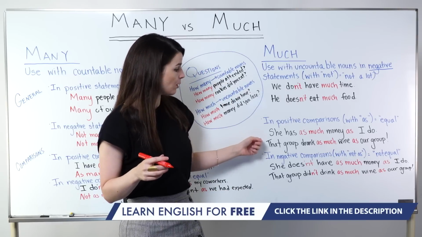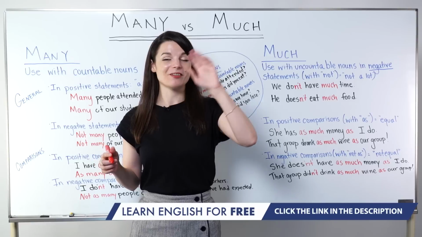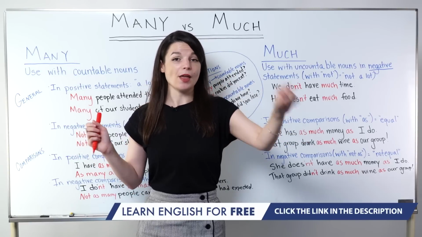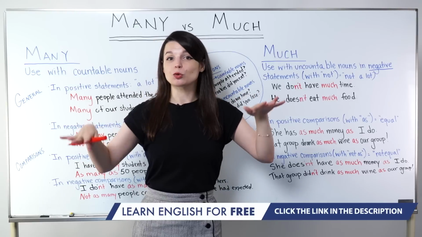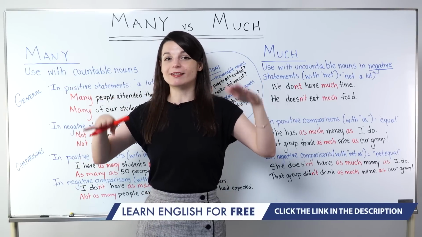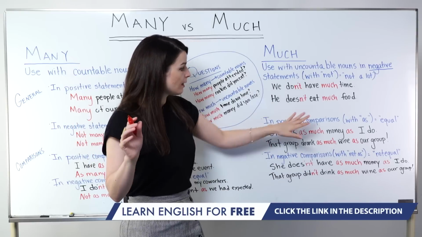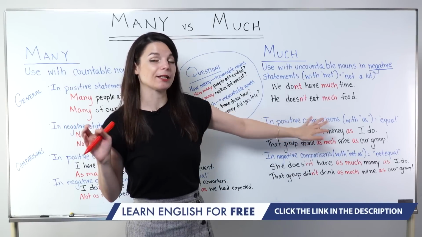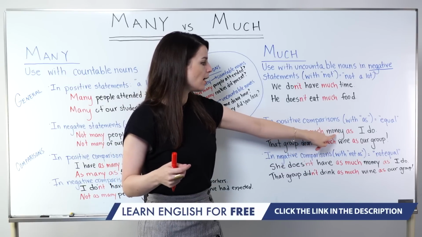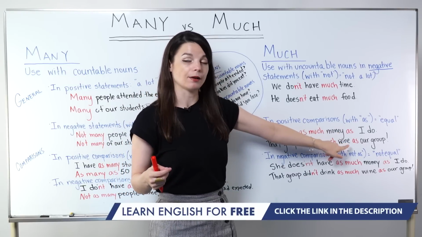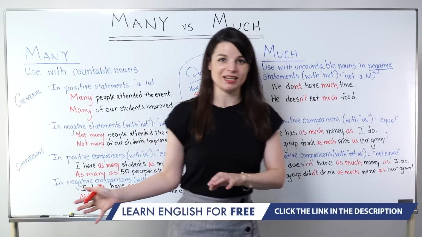The next example, that group drank as much wine as our group. So that group, maybe in a restaurant, that group drank as much wine as our group. That means the two groups of people drank the same amount of wine. It was about equal. So this positive comparison expresses equality. The difference here is we're using uncountable nouns. When you want to use a countable noun, please use many.